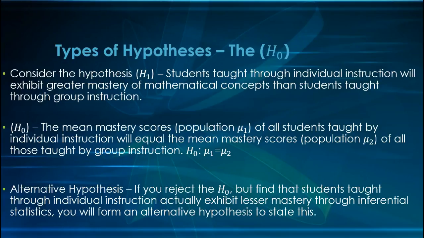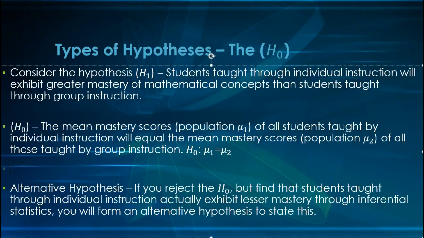So if we collect our data and do inferential statistics and we find that there is a difference, the mean mastery scores are not equal, we are able to reject the null hypothesis. That could possibly mean that there is a greater mastery of mathematical concepts as we stated in our hypothesis, and in that case we would reject the null and we'd be able to accept our hypothesis.